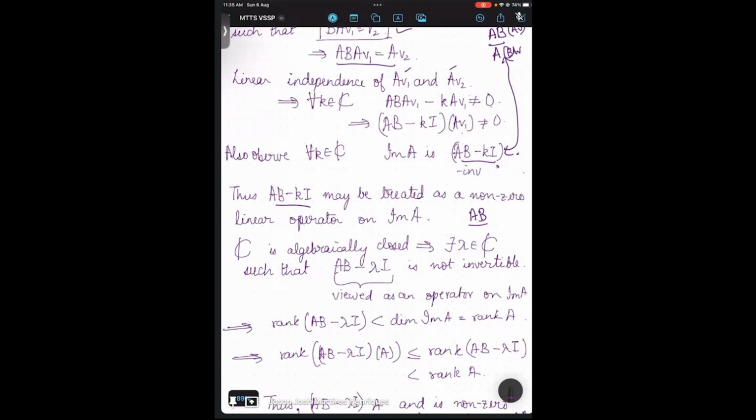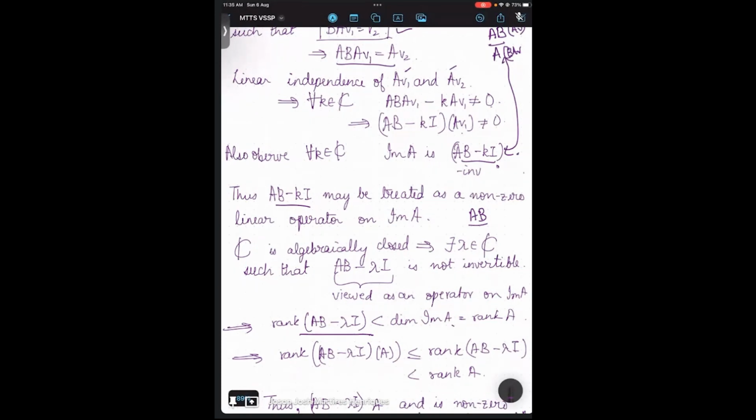That means AB minus lambda I is not going to be invertible. When I view it as an operator now on the image space, that means that the rank of this operator is going to be strictly less than the dimension of the image space, which is exactly rank A.